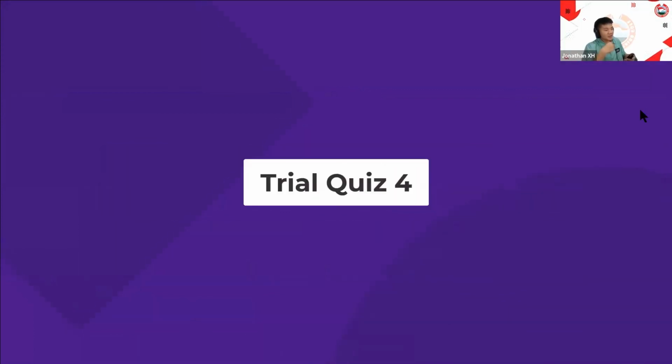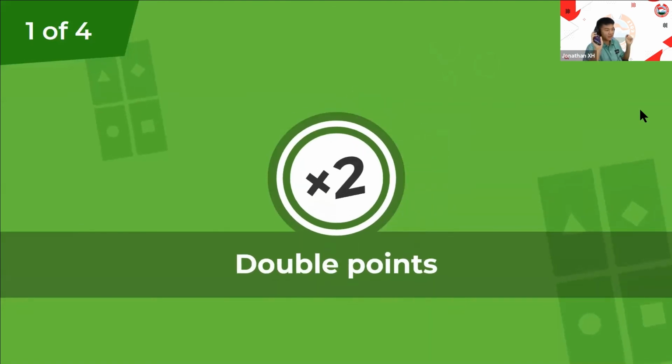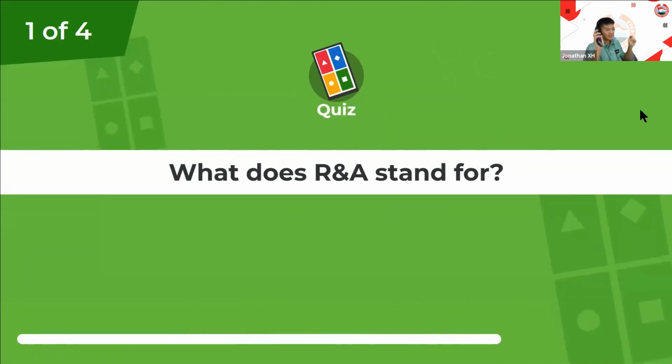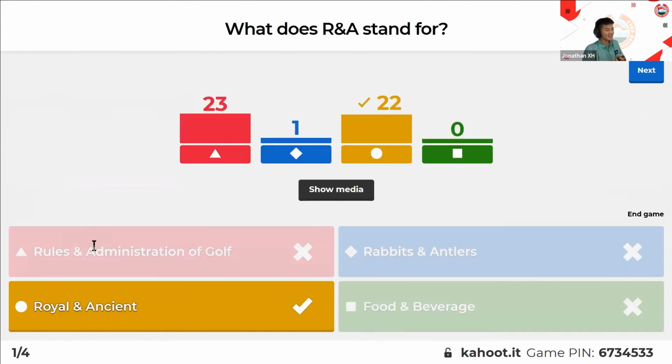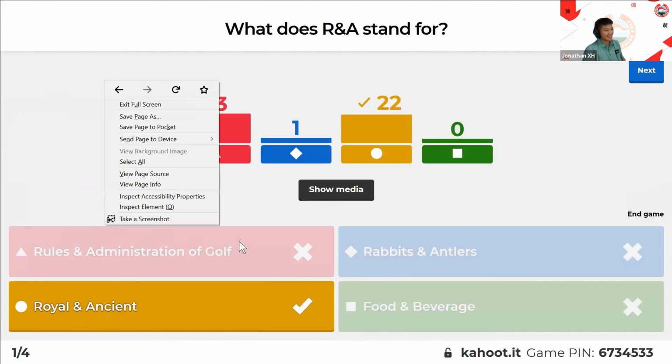So how this works is questions will appear on the Zoom screen and you will be answering them with your phone. So have your phone in your hand. The question is up there on the Zoom screen and you answer it with your phone. We also have limited time, so answer quickly.